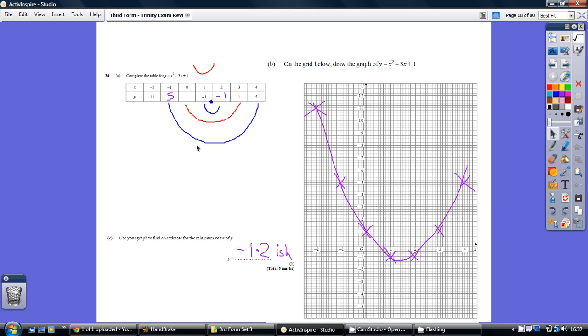Now we're being asked to use your graph to find an estimate for the minimum value of y. Now the key thing here is to realise that it's below -1. Okay, we've got the points 1, -1 and 2, -1 here and here. It's not like a vase, it doesn't suddenly go along flat along the bottom. So as long as you've got an answer just below -1, like this for example, you'll be fine.